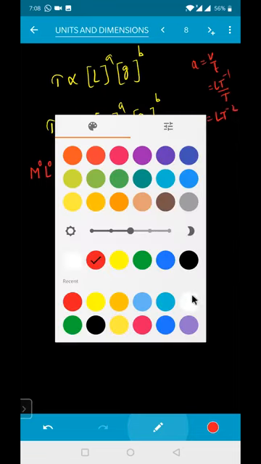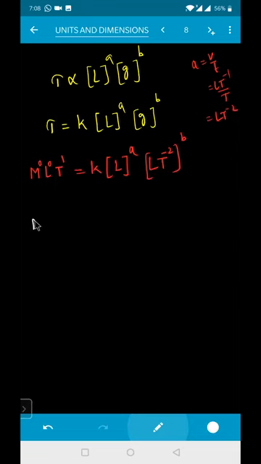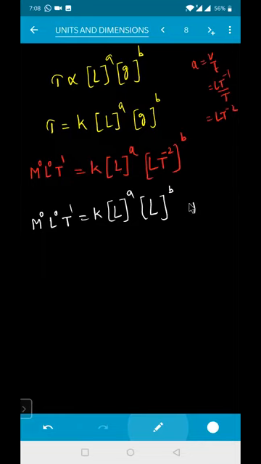Can I write it like this? Now, see this one, how are we writing it? This one is M^0, this one is L^0, and this is T^1, equal to some K into L to the power of A, then L to the power of B, then T to the power of minus 2B. Can I write like this?